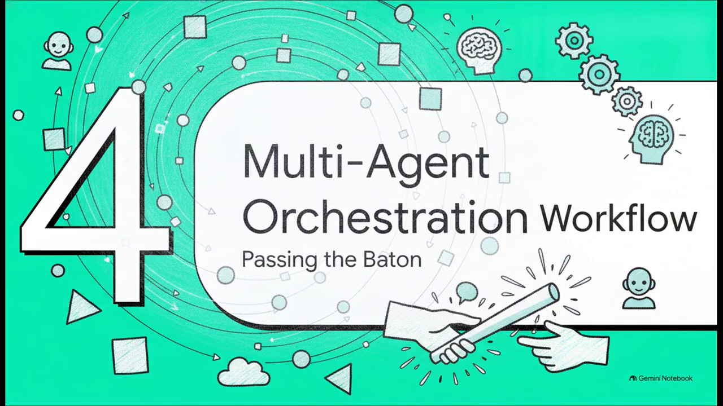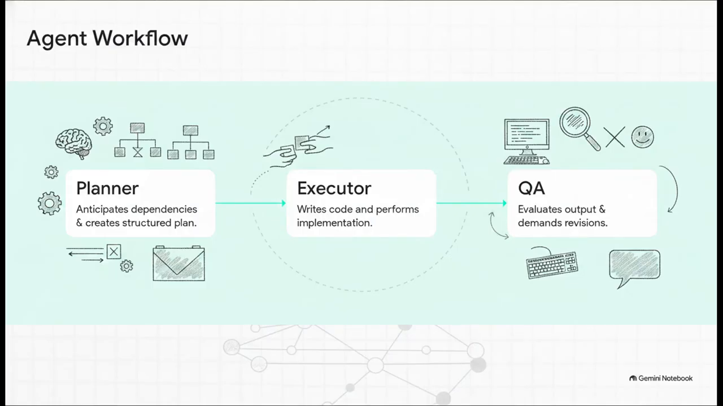That migration sets the stage for Section 4, the multi-agent orchestration workflow, passing the baton. This cloud migration leads us right to the absolute climax of the entire system, the orchestration engine. This is really where the magic happens. Instead of you just firing off a single massive prompt and crossing your fingers, VME queues a job that passes the baton between specialized digital teammates.